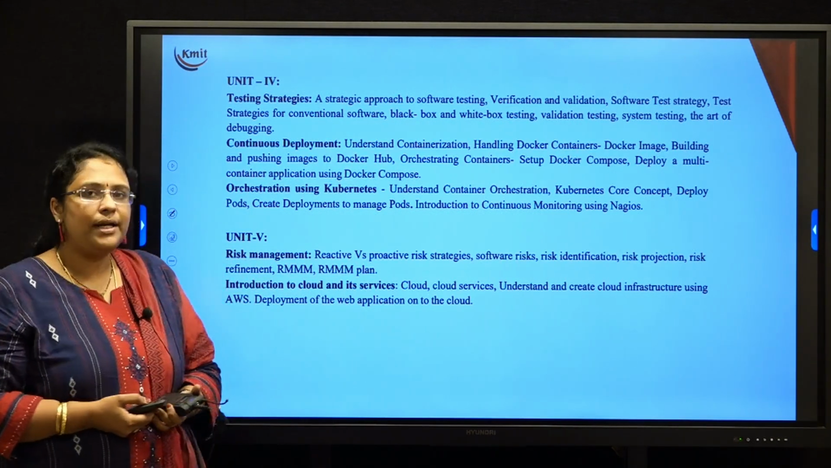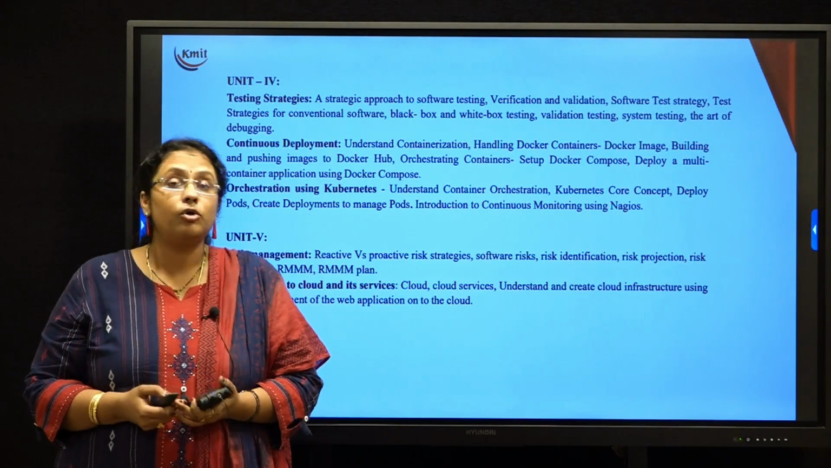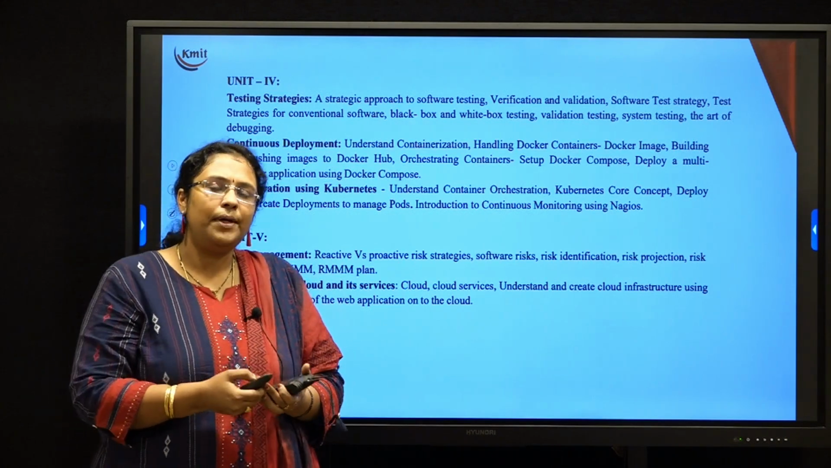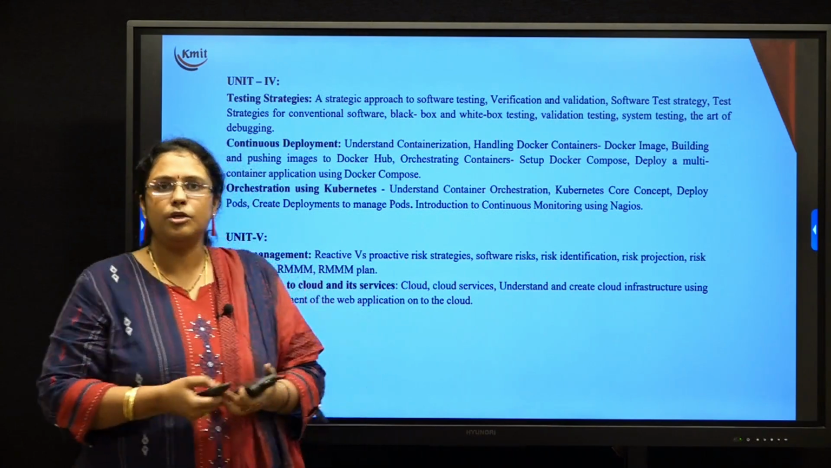Once the testing is completed, we will be learning about the next 2 tools of our DevOps, which are nothing but Docker and Kubernetes. So we will be learning about containerization and orchestration here. What are those? We will be learning in unit number 4.